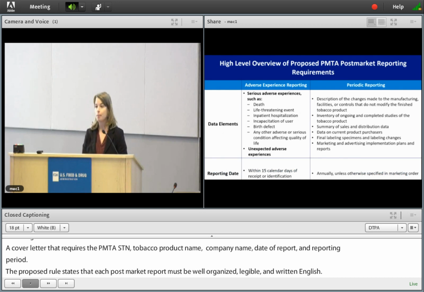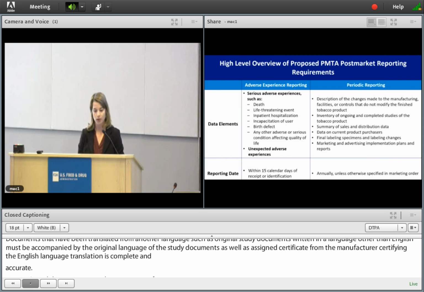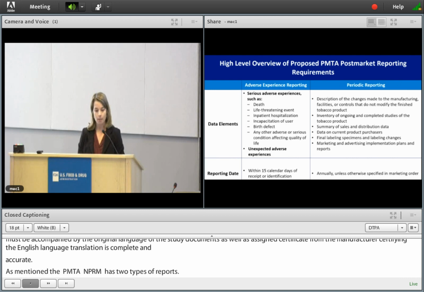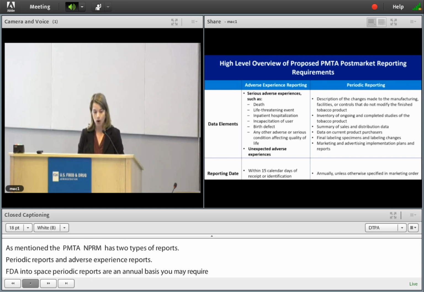As mentioned, the PMTA PRM proposes two types of reports that an applicant would be required to submit following a marketing order: periodic reports and adverse experience reports. FDA anticipates that periodic reports would be required on an annual basis, but FDA may require in a specific order that reports may be made more or less frequently, depending on a number of factors, such as the novelty of the type of product. This slide presents a high-level overview of the proposed data elements for each report.